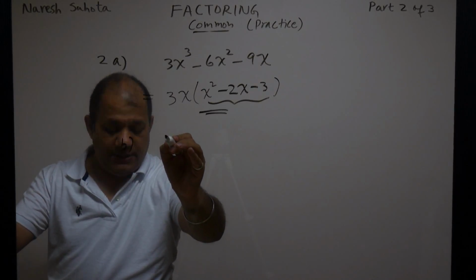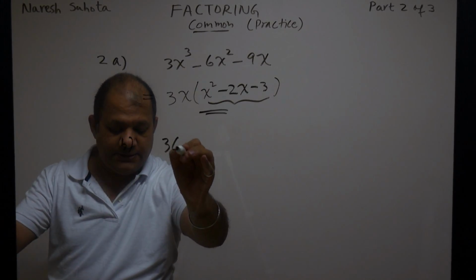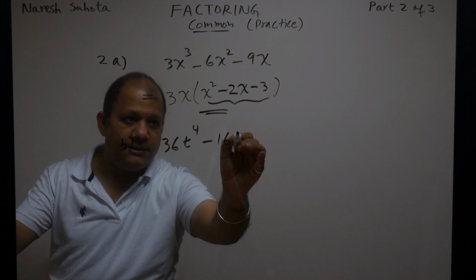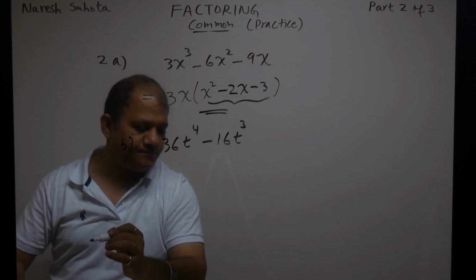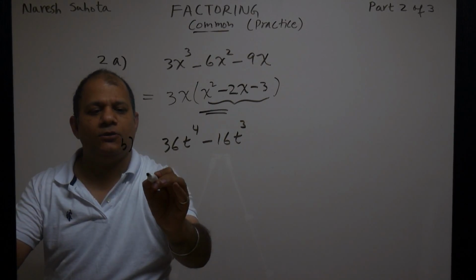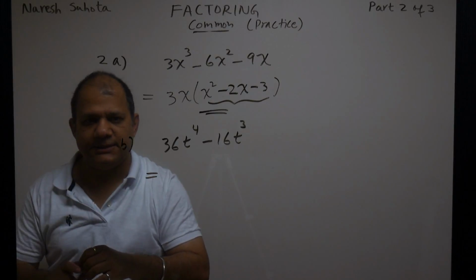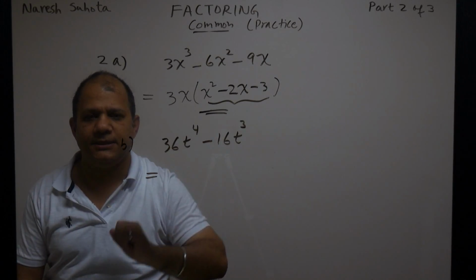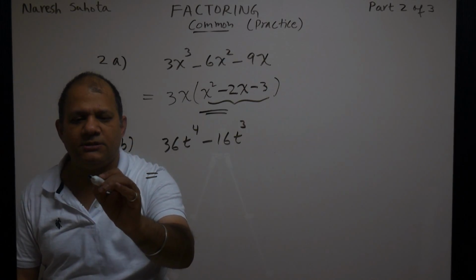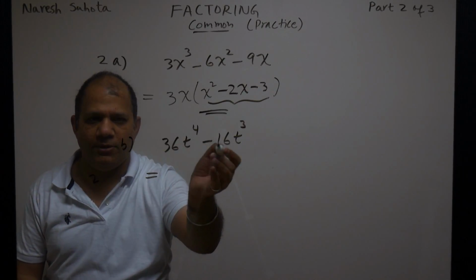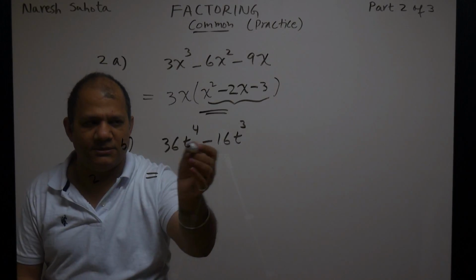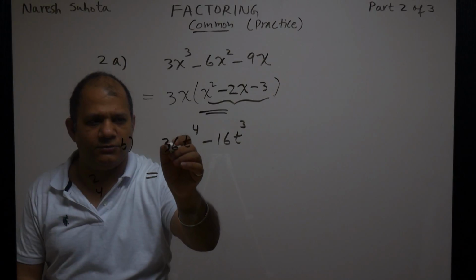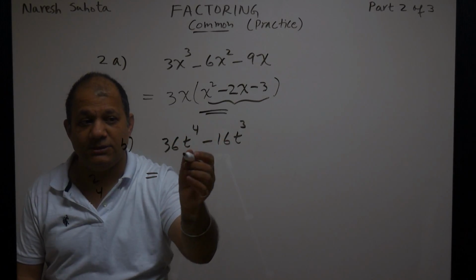Okay, so now the next one is 36t to the 4 minus 16t cubed. Okay, so look at the numbers, 36 and 16. Find the highest number that goes into both 36 and 16. You can start with 2, right? So 2 goes into both, but 2 is really small because these numbers are big. So try 4. 4 goes into that, right? 4 goes into 36 9 times, into 16 4 times.